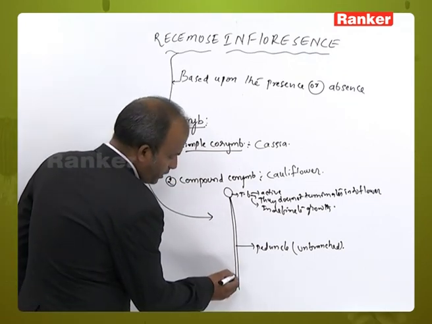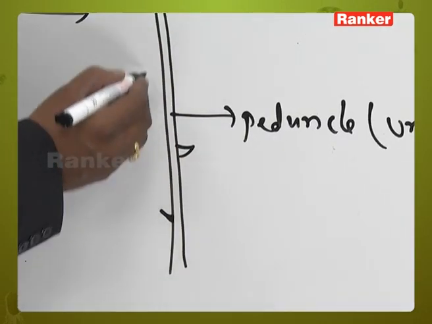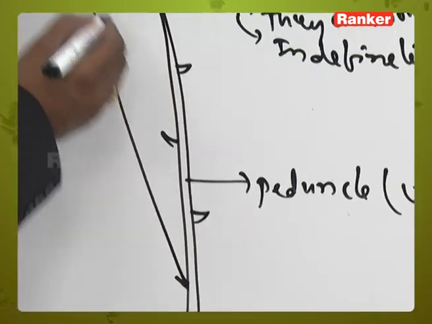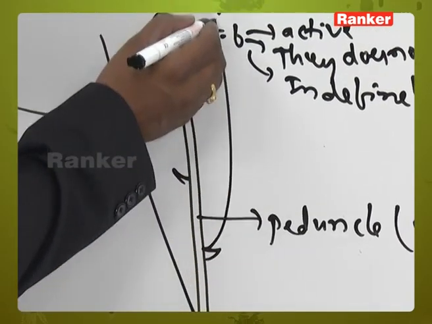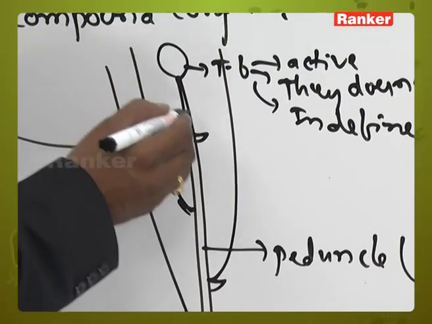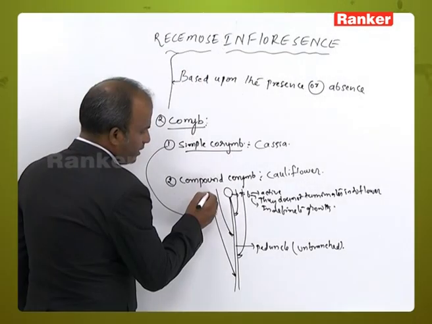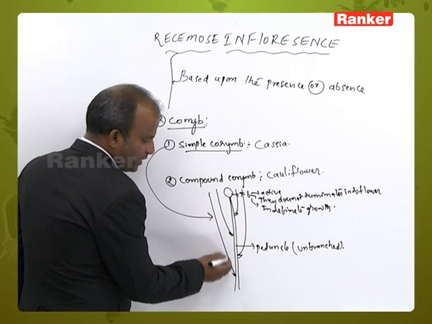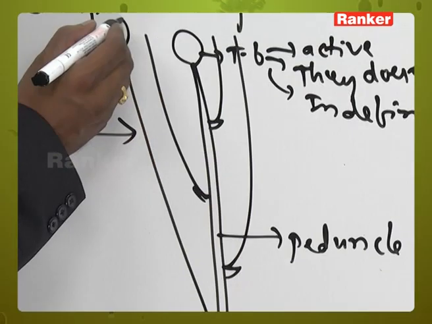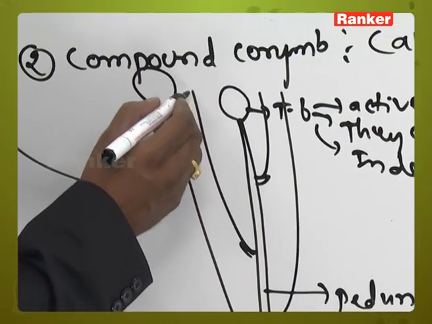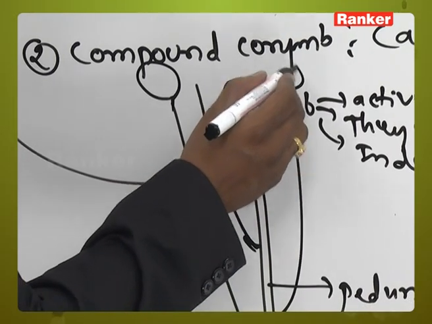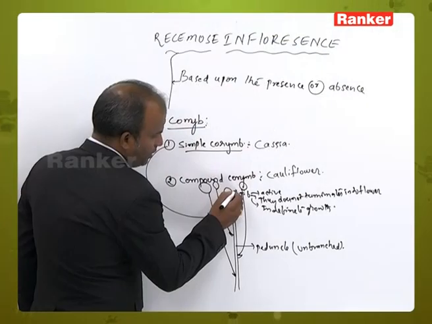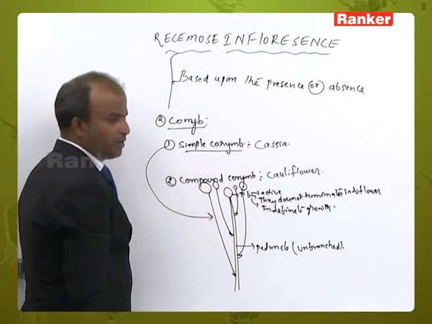Numerous bracteate, pedicellate flowers, arranged in which manner? Arranged in acropetal manner. In this, bracteate, pedicellate, bisexual flowers are arranged in acropetal manner.